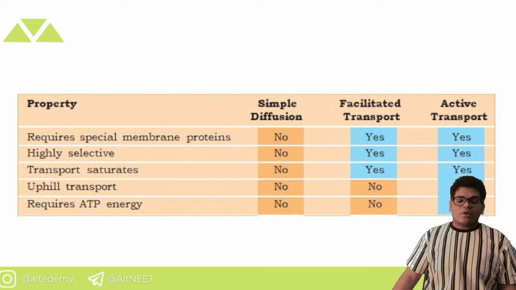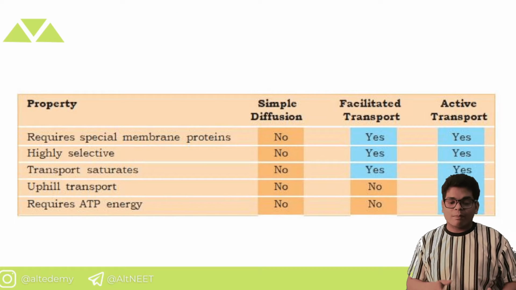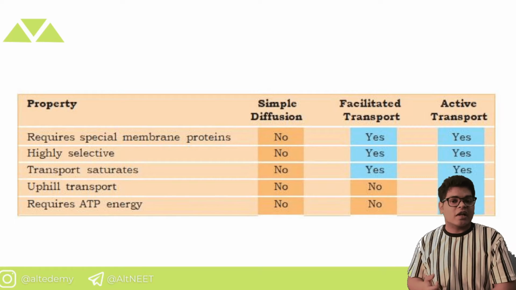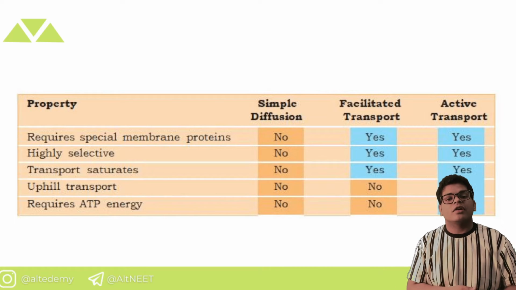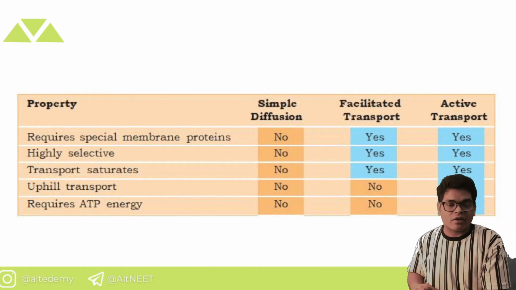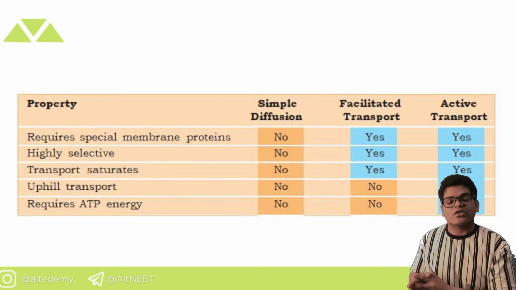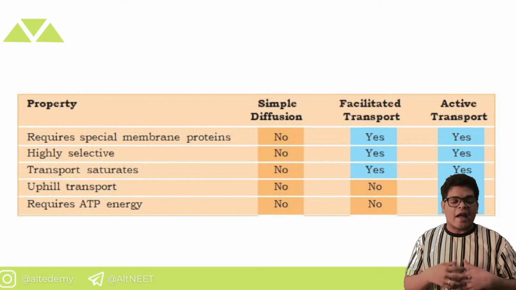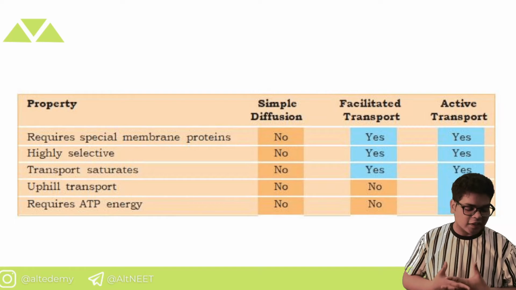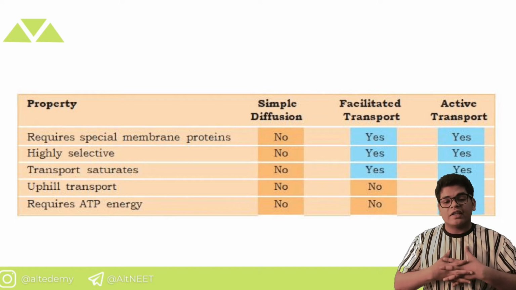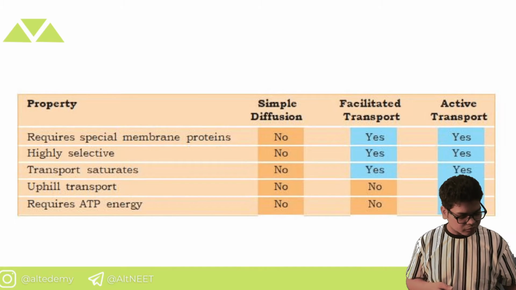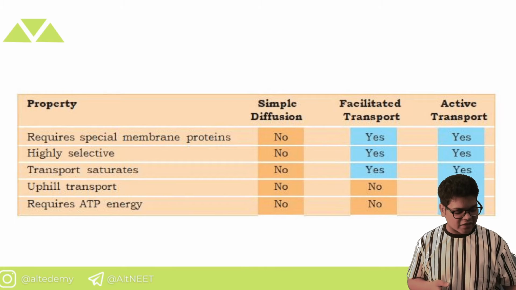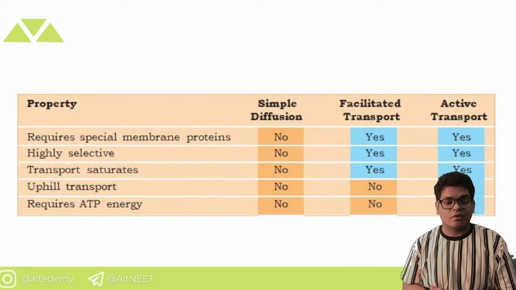Now apart from that, you can see this is what we have discussed: simple, facilitated and active. In active transport, you will transport the molecules from a low concentration to a high concentration gradient, and you will need ATP to basically facilitate the movement of the molecules.